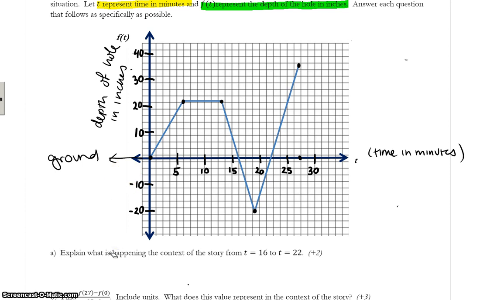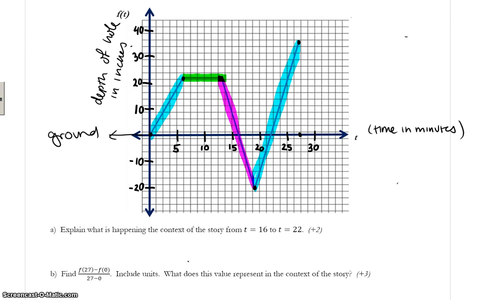So what we're looking at here is every time our graph is increasing, which is here and here, our little boy here is digging his hole. And every time our graph is decreasing, the little sister is filling it back up. And then this is just a constant, which means nothing was happening during that time period.